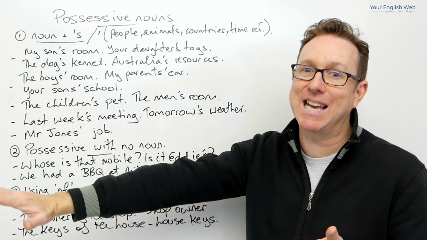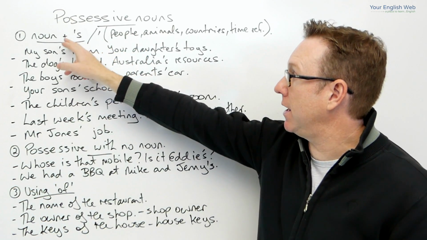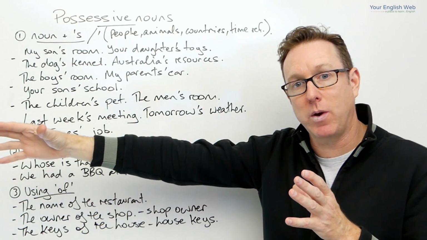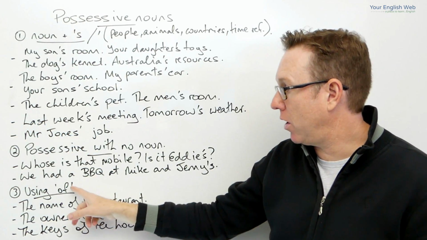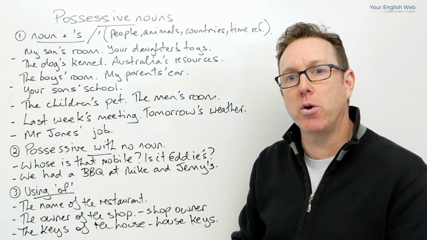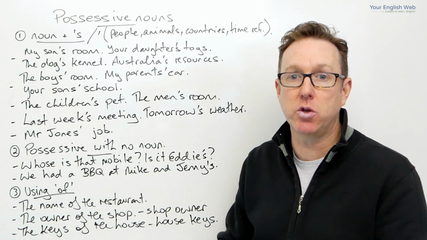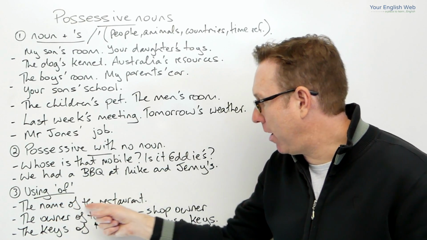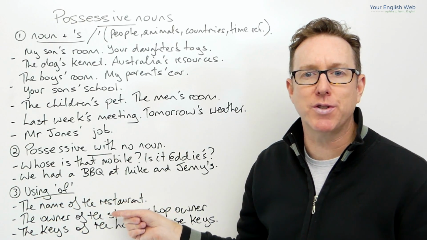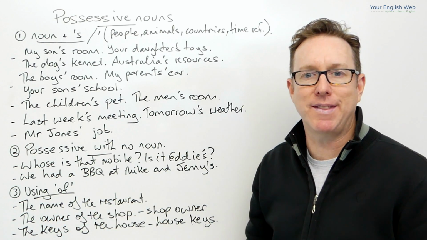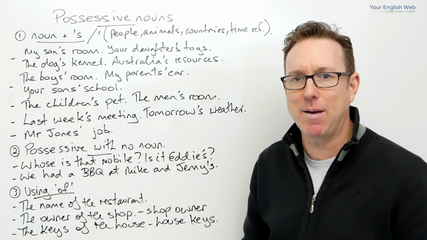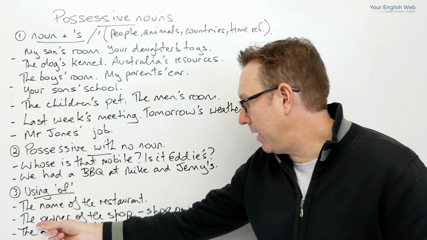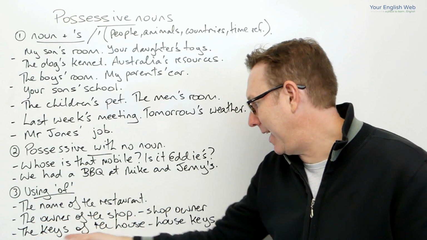Because it's a long sentence. So we wouldn't use the apostrophe S structure with a long sentence, even with a person. We would use an of. So what's the name of the person you were talking to or speaking to yesterday? Okay? So again, the name of the restaurant. We wouldn't say the restaurant's name. What's the name of the restaurant? Okay? And here, the owner of the shop or the keys of the house.